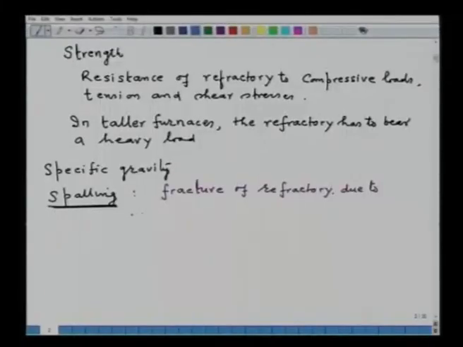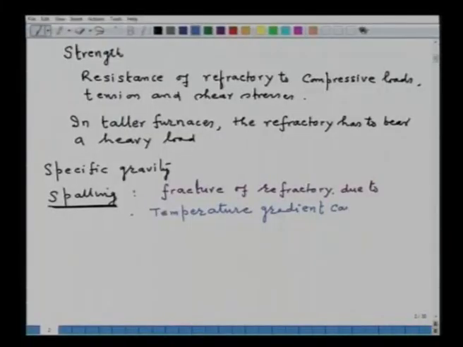Say, one reason is temperature gradient. Now, this temperature gradient may introduce thermal stresses on account of which the brick may collapse.